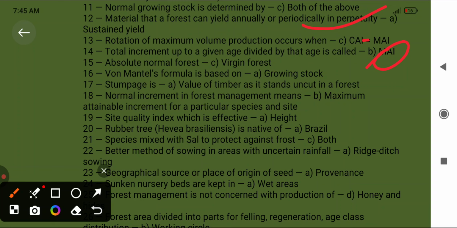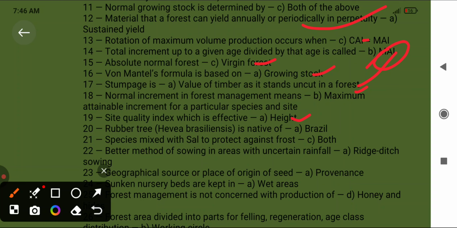Okay, absolute normal forest, virgin forest. The Von Mantel formula is based on growing stocks. Stumpage is volume of timber as it stands uncut in a forest. Normal increment in forest management means maximum attainable increment for a particular species at a site. Site quality index is affected by height.